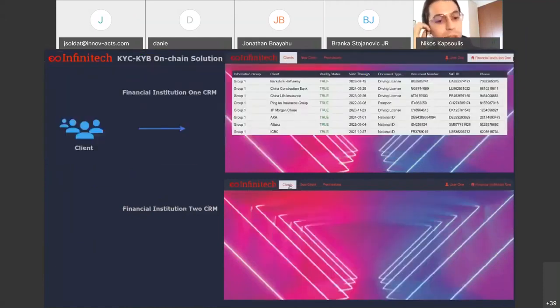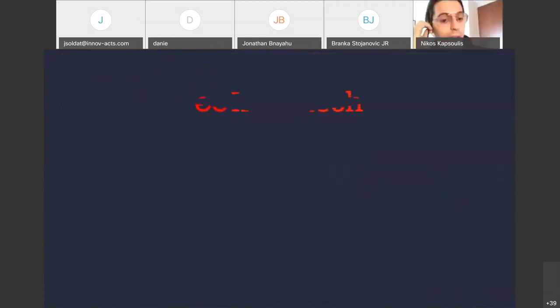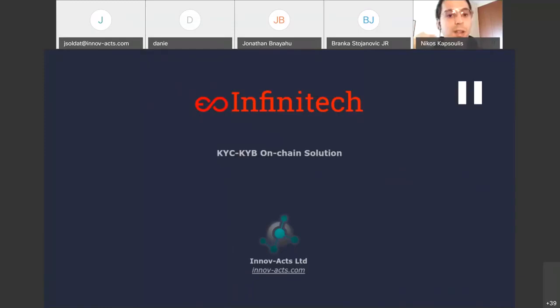In the meanwhile, the second institution checks their view and the data, and they acknowledge the granted access on Group 1. The institution user is able to view the know your client data of the new client. Okay, and this is a presentation of the video for the KYC and KYB on-chain solution. We had a problem with the audio, but we solved it with a live presentation.